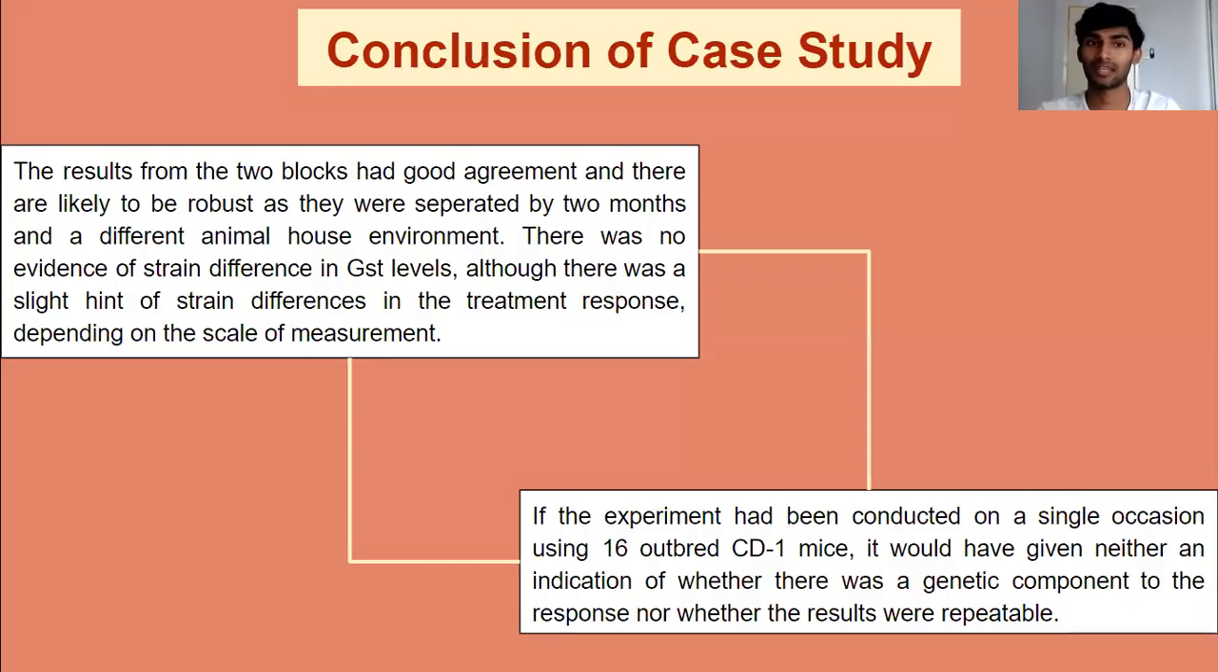So what is the conclusion of this case study? The results from the 2 blocks had good agreement, and they are likely to be robust as they were separated by 2 months in a different animal house environment. There was no evidence of strain difference in GST levels, although there was a slight hint of strain differences in treatment response, depending on the scale of measurement. Suppose this experiment had been conducted on a single occasion using 16 outbred CD1 mice. It would have given neither an indication of whether there was a genetic component to the response nor whether the results were repeatable.